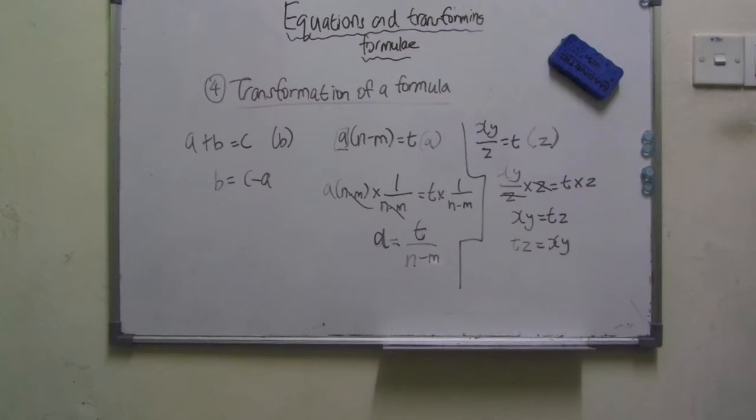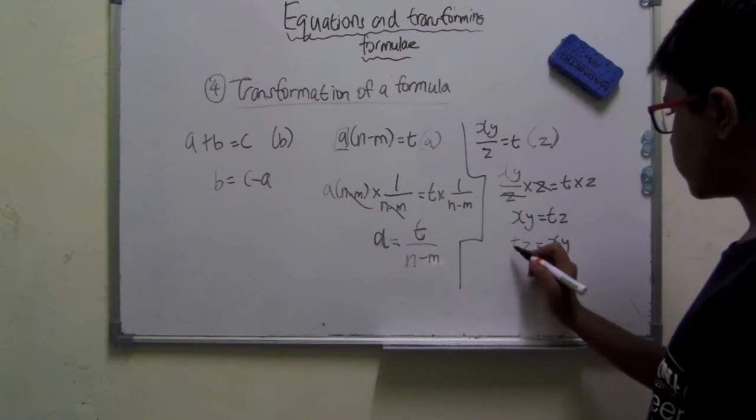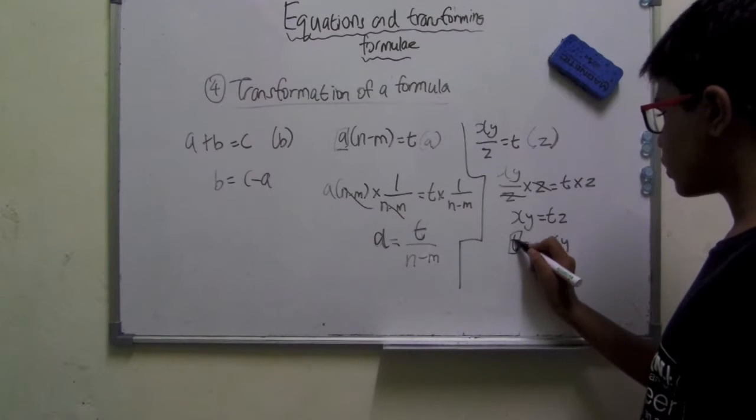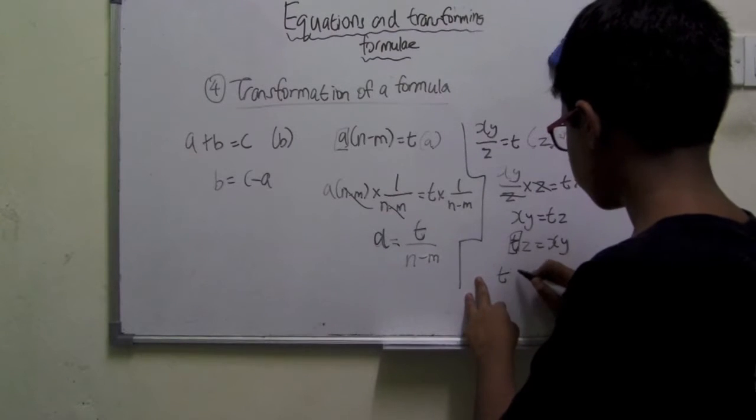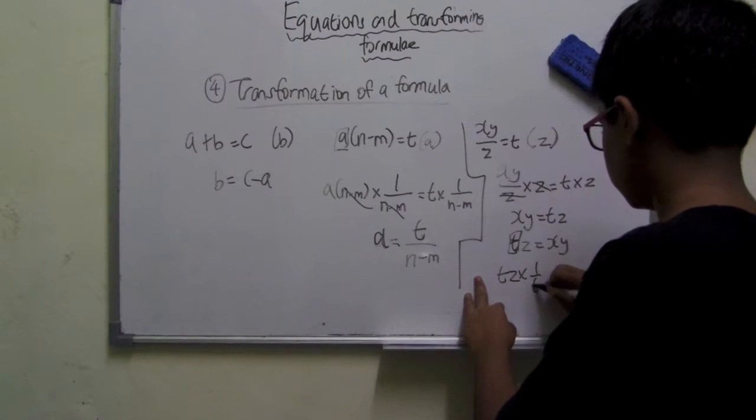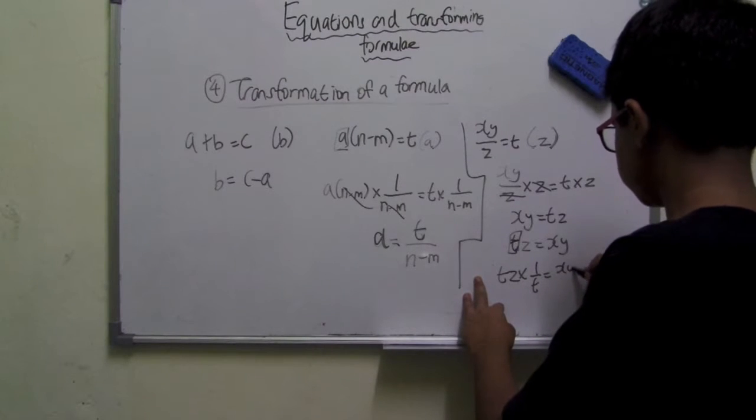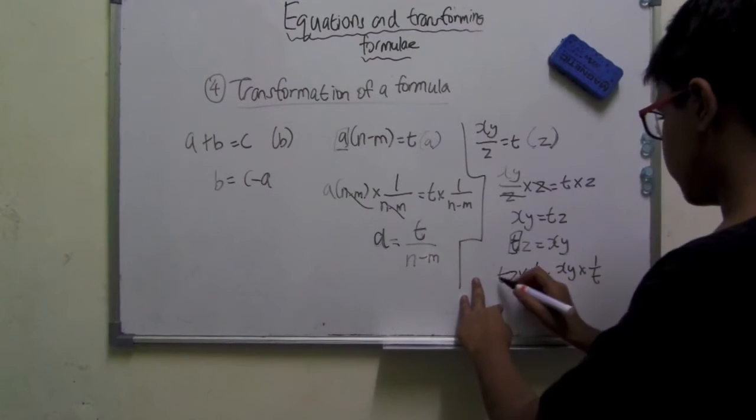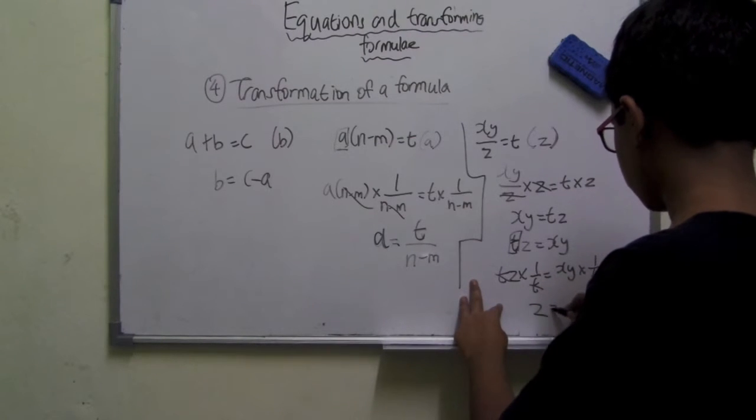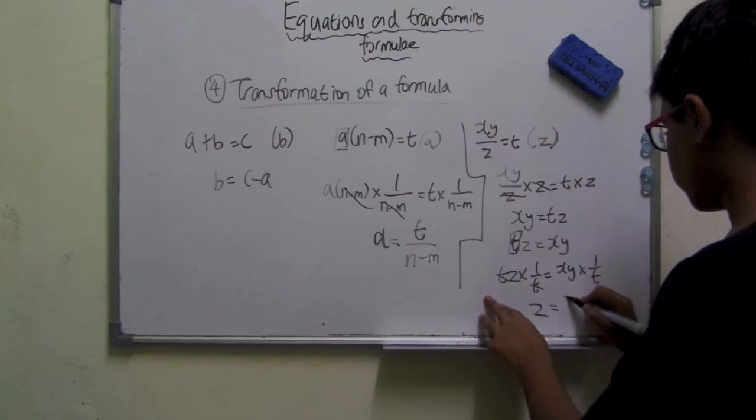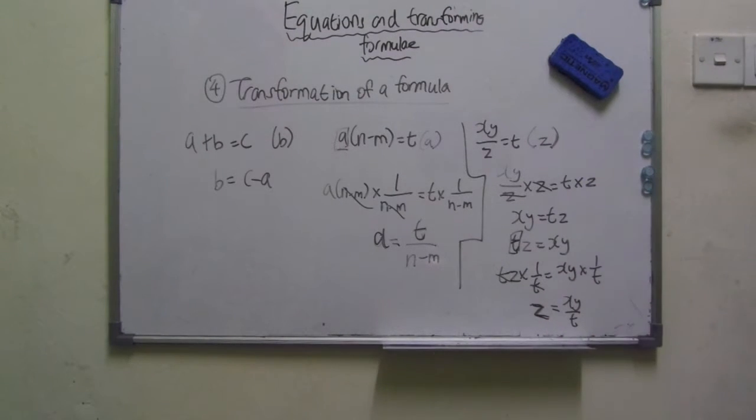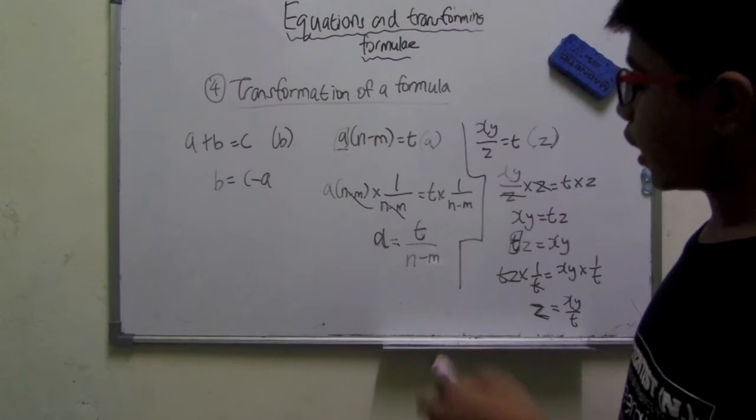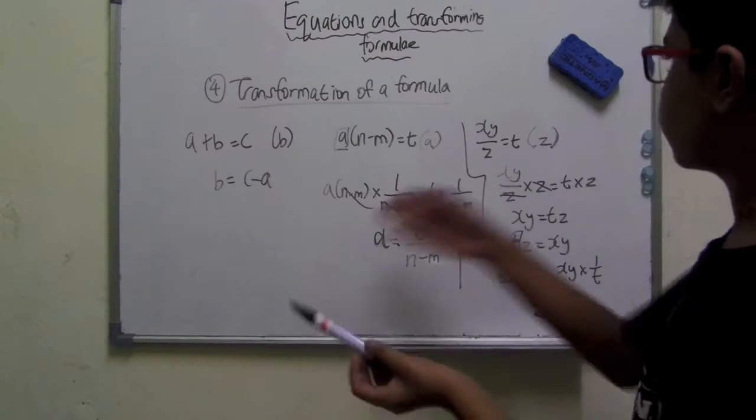We need to make this in terms of z. And in order to do that, we need to get rid of this t. This is unwanted stuff. We need to move it to the right hand side. So as I said before, multiply both sides by 1 over t. The t and the t cancel out. And z equals xy over t. You have successfully isolated z to one side. That's exactly how you transform a formula into terms of what they give you.